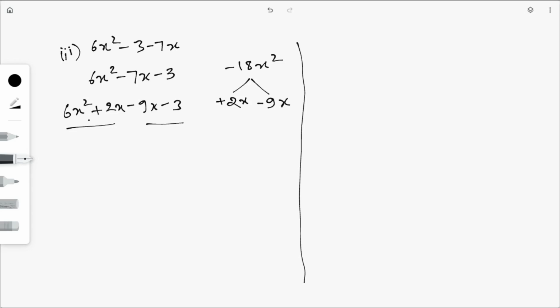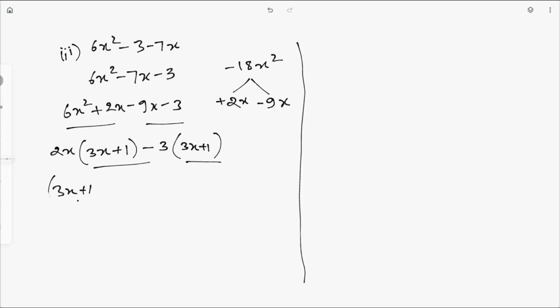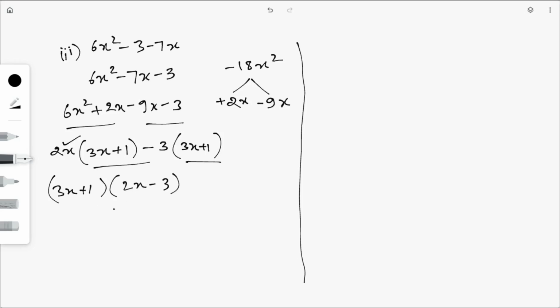Okay, so here 2x is common, take 2x outside, then you will get 3x plus 1. Similarly, minus is common for both the terms, take minus, and then 3 is a common factor, take 3. So you will get again 3x plus 1. Okay, take these two outside, 3x plus 1, and then you will be left with 2x minus 3. Okay, so we got the factors here. Now equate them to 0. 3x plus 1 is equal to 0, 2x minus 3 is equal to 0.